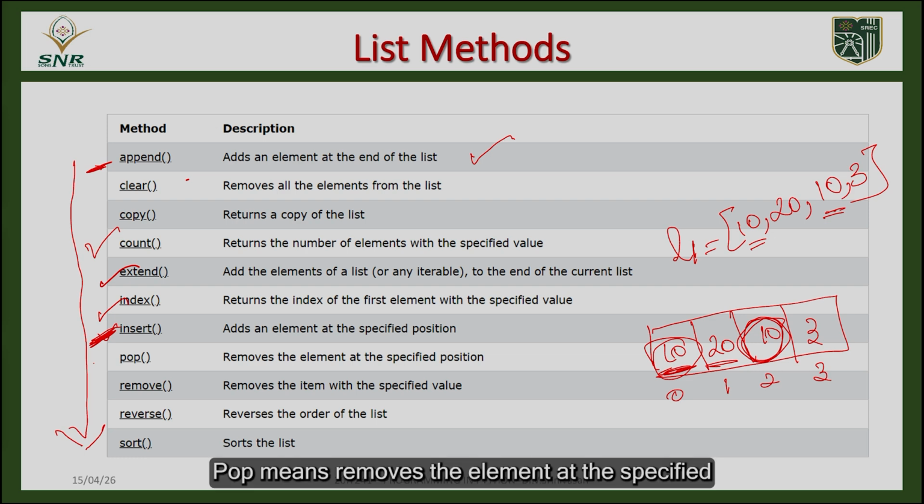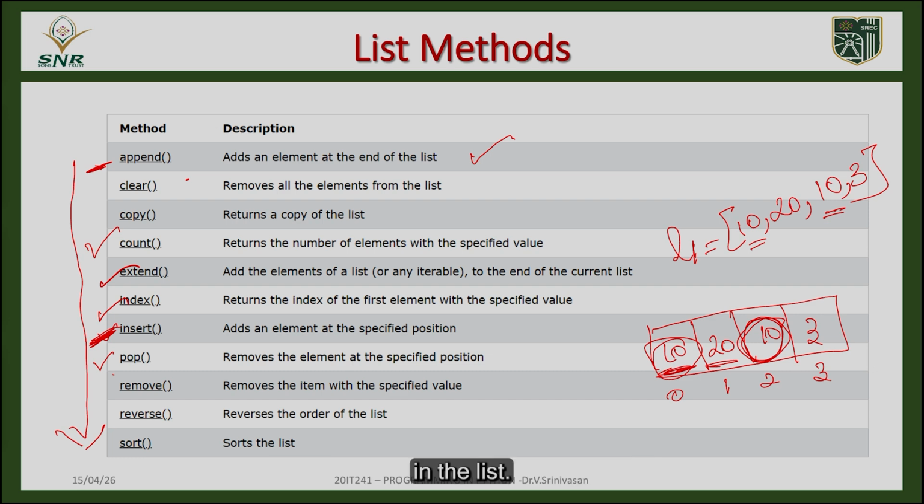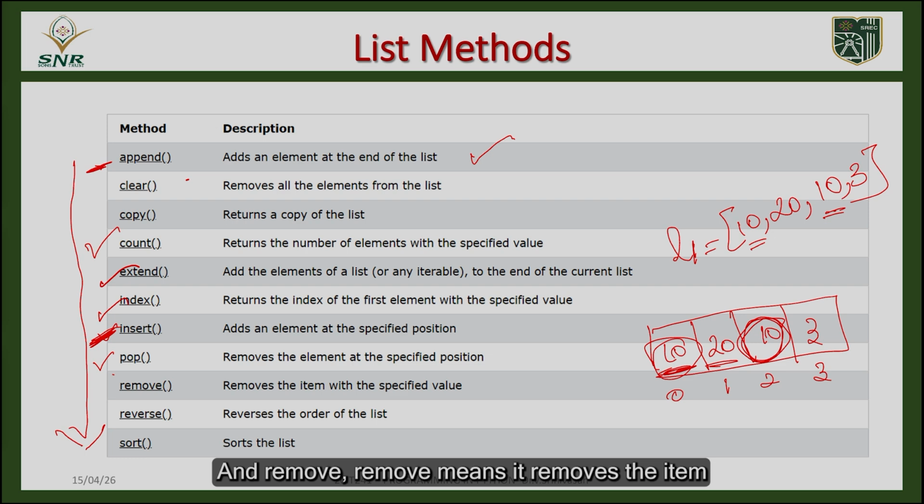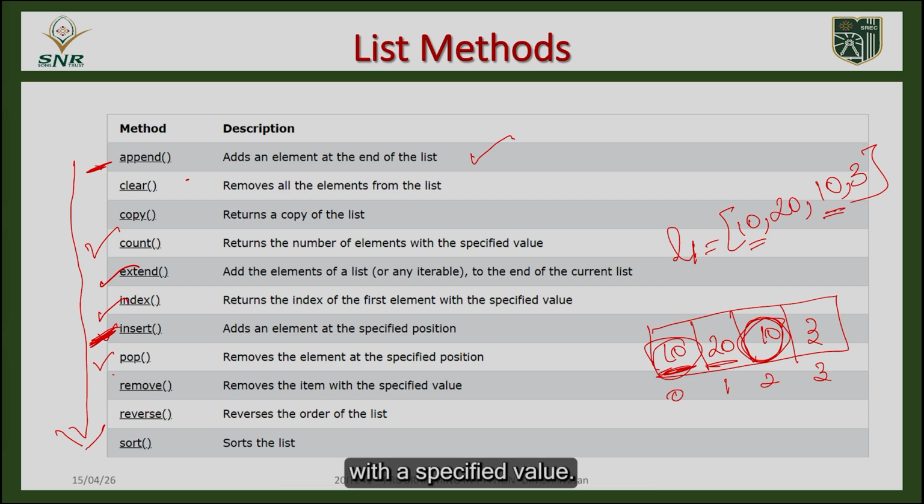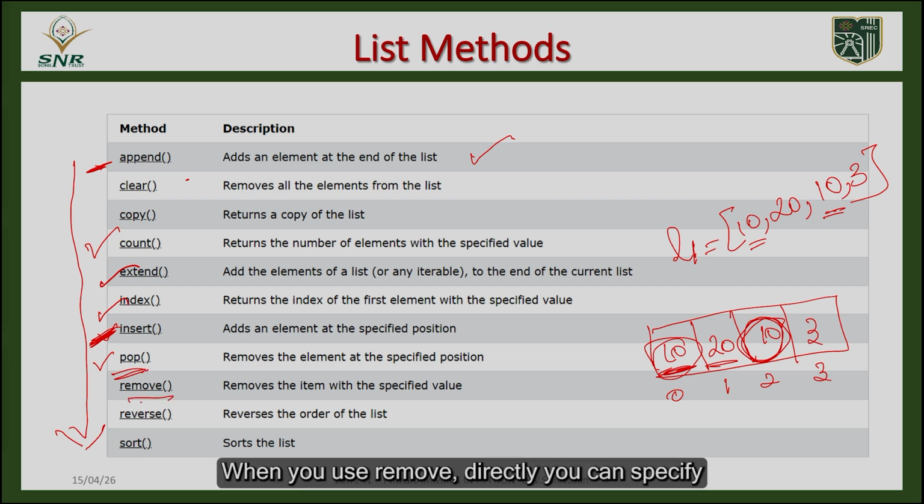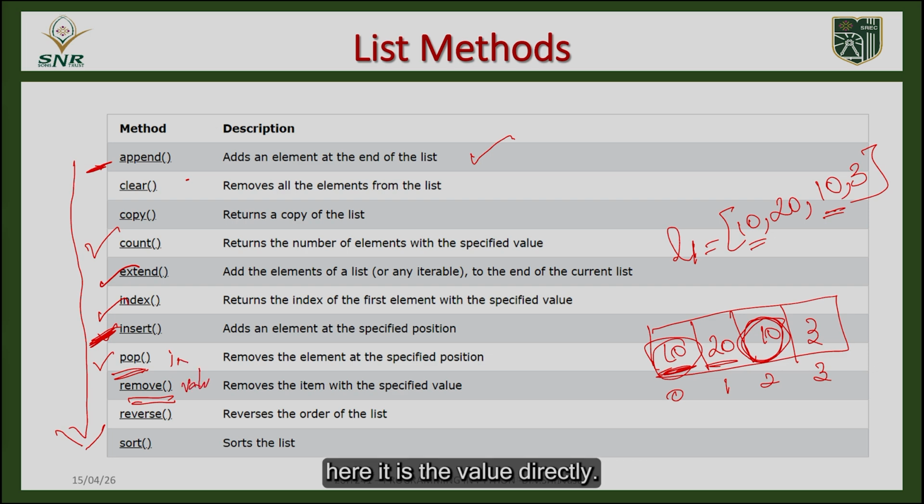Pop removes the element at the specified position. When you give an index position, the element from that index position will be deleted. If you don't specify the index position, by default it will delete the last value in the list. And remove removes the item with a specified value. Here in pop, you have to specify the index, and from that index position the value will be removed. When you use remove, you can directly specify the value and that value will get removed. Here it is the index position and here it is the value directly.